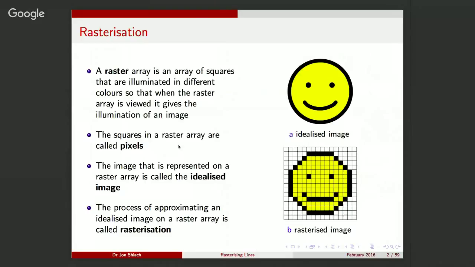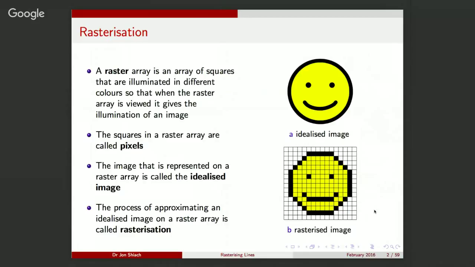You may often hear me refer to the idealized image. The idealized image is the image that you want to represent. So, for example, up here, this could be my idealized image. There's a little smiley face. On a raster, that's an approximation of the idealized image. So the idealized image is what you want to represent. Actually, the one up there, which I called the idealized image, is, because it's displayed on a computer display, actually a rasterized image, but it's using a higher res than this one. So the idealized image is the actual image we want to display.